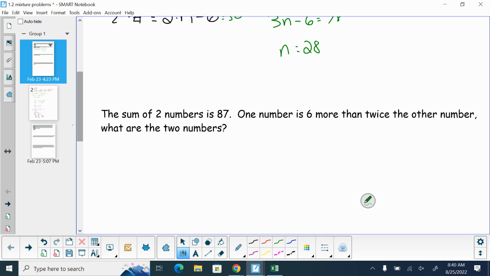The sum of two numbers is 87. One number is 6 more than twice the other number. What are the two numbers? Go ahead and solve.